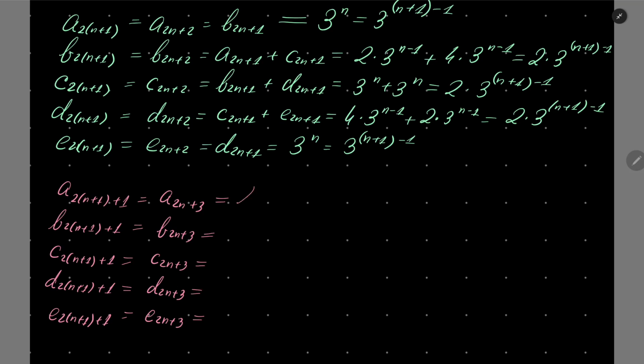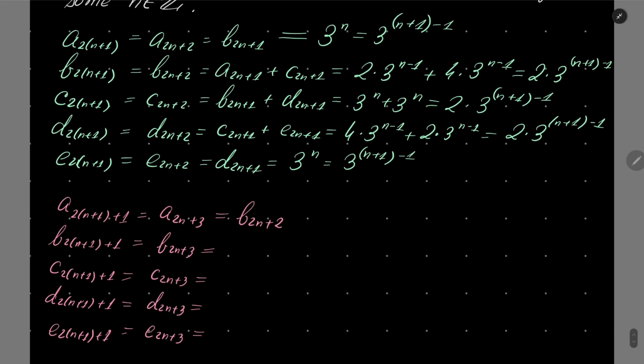A to n plus 3, well, by our recursion, it's b to n plus 2. And we have already verified that b to n plus 2, it's 3 to the power of n, just because it was, am I right? No, b to n plus 2 was 2 times 3 to the power of n. Okay?